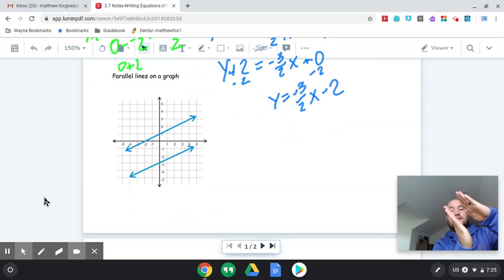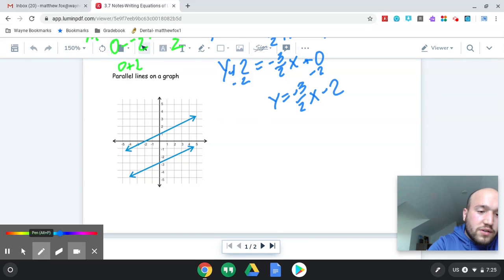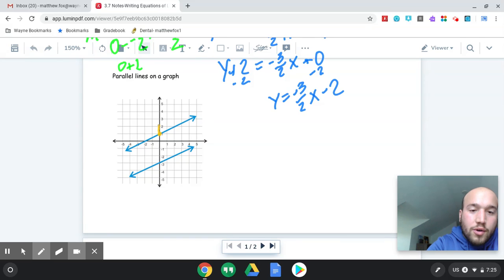Hopefully you remember that parallel means they run beside each other, they never touch. And for the slope of these parallel lines, let's look at the first one. On this first top line, if we start here, it goes up 1 over 2. So the slope of this first line would be 1/2.